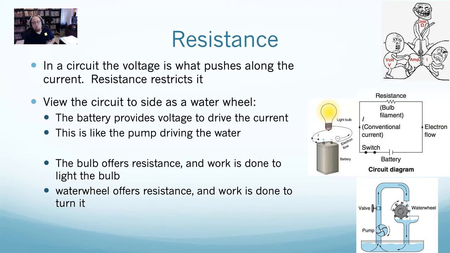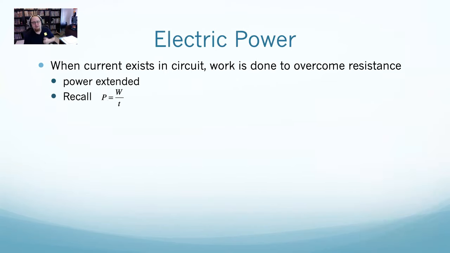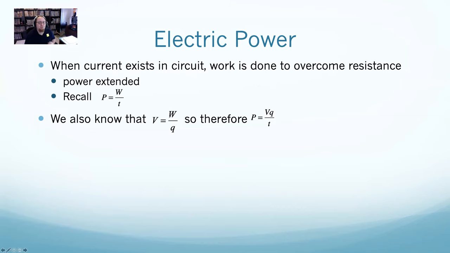Now, when you have a current in a circuit, you have a voltage causing a current with a certain amount of resistance. It will take work to overcome the resistance. Resistance is trying to keep it from happening, and you are overcoming that. If it takes work to overcome resistance, it'll take power. Don't forget that power is work over time. But in this chapter, I said that voltage is work over charge, and power is work over time.